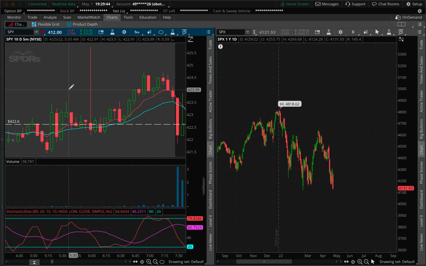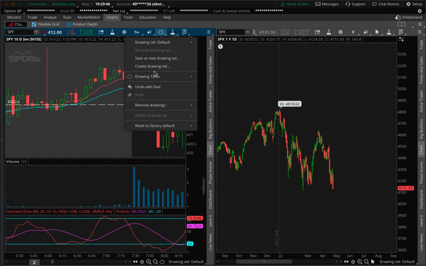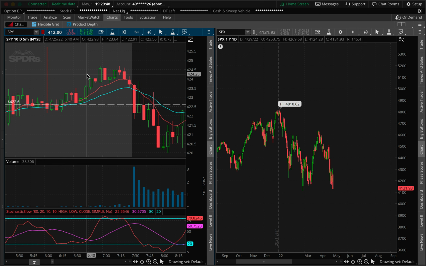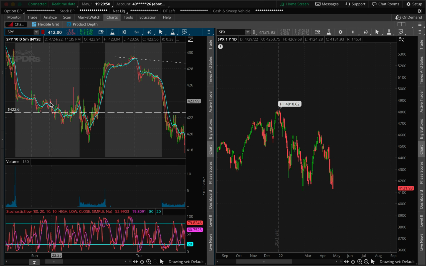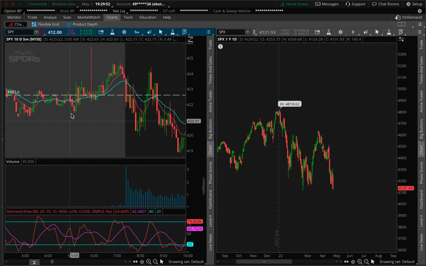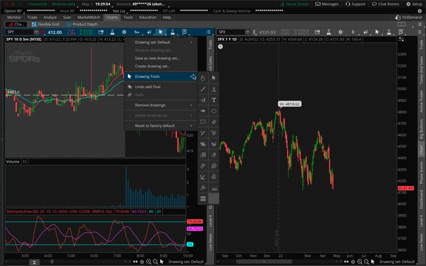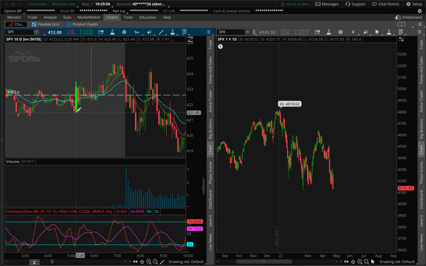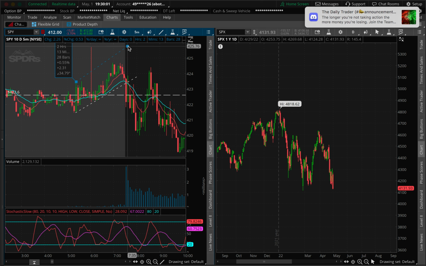5 minute. Just check this out. I took the previous day right here, as an example. What happened here pre-market? I instantly know that this is what? A rising wedge. A rising wedge, on the 5 minute.